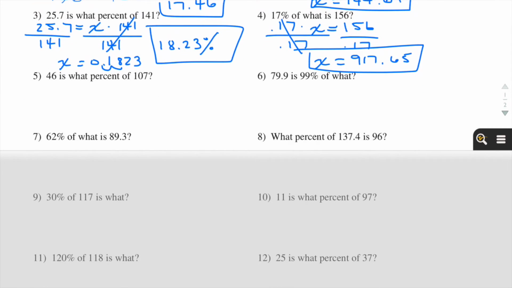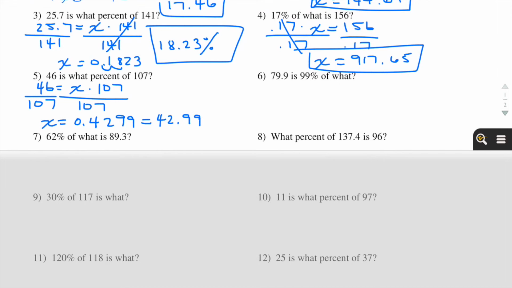Number 5, 46 is what percent of 107? So we want to get the x by itself, so we divide both sides by 107. X equals 46 divided by 107 gives us 0.4299, which ends up equaling 42.99%.